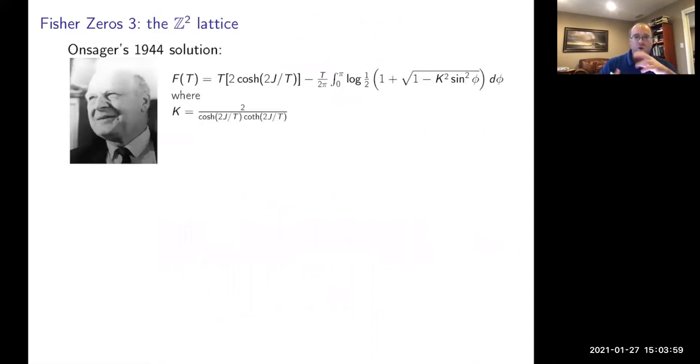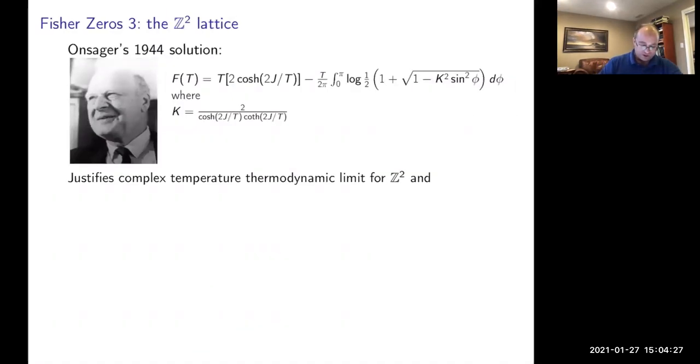So I want to tell you a couple of situations where it was proved that the complex temperature thermodynamic limit exists. Onsager proved it for the Z^2 lattice. This is his famous Onsager solution. I didn't convert it to our variables, but this is the formula for the limiting free energy on the Z^2 lattice at 0 external magnetic field. I put a picture of Onsager because it's fun to see pictures of people. And so it justifies the complex temperature thermodynamic limit for the Z^2 lattice.